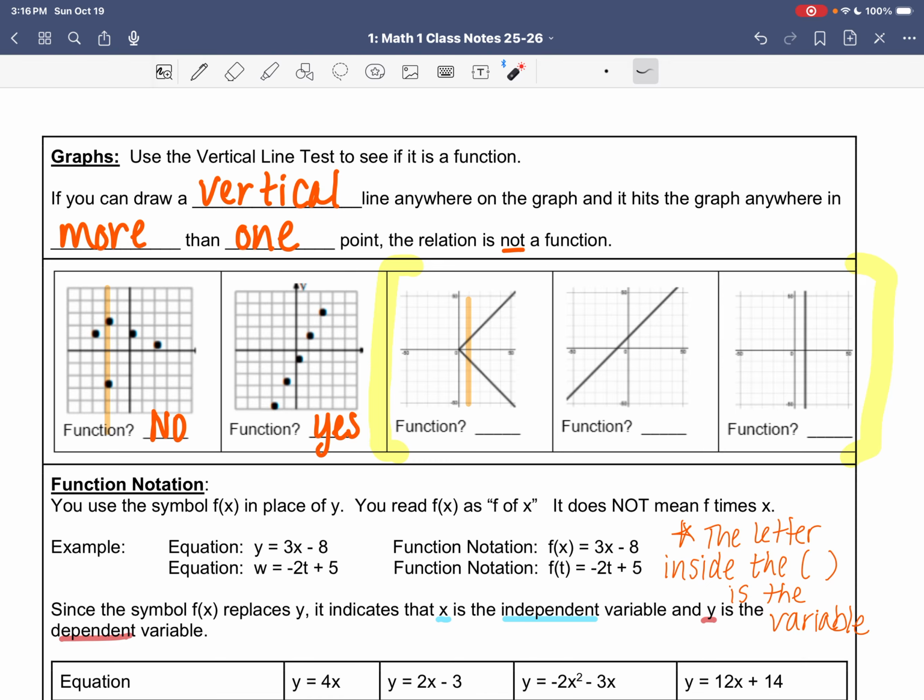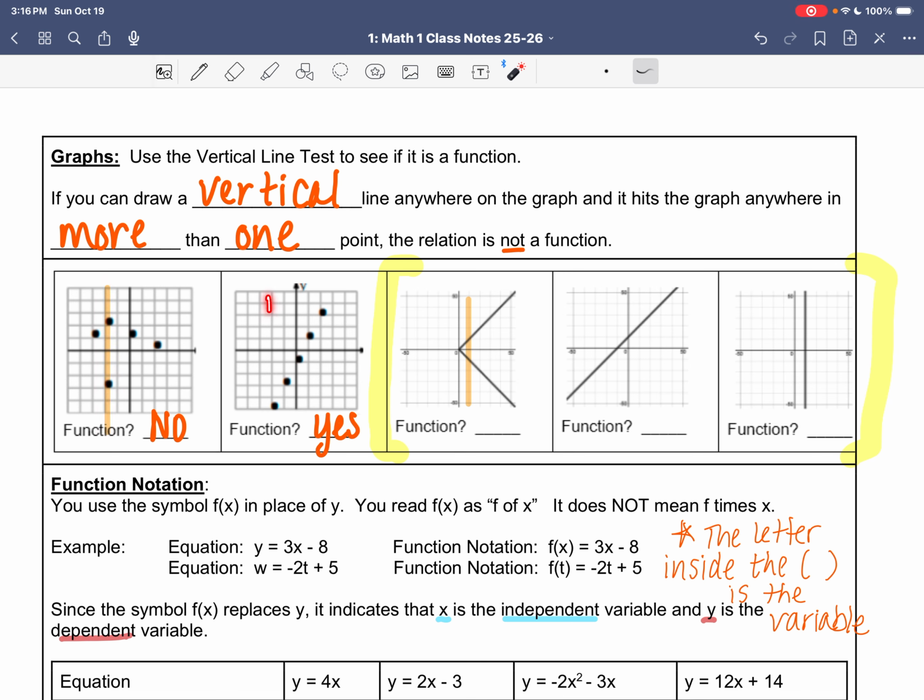So for graphs, we like to use a vertical line test to see if it's a function. You can draw a vertical line anywhere in the graph, and if it hits the graph in more than one point, the relation is not a function. So basically what you're doing is going through. If you look here, it only hits once. Here it hits two times. So since it hits more than once, it's not a function.